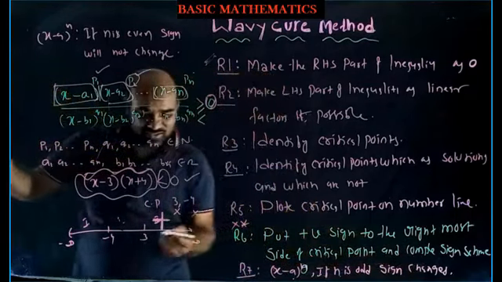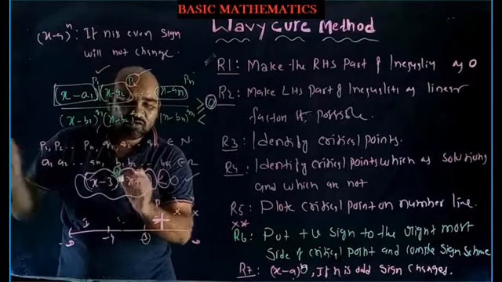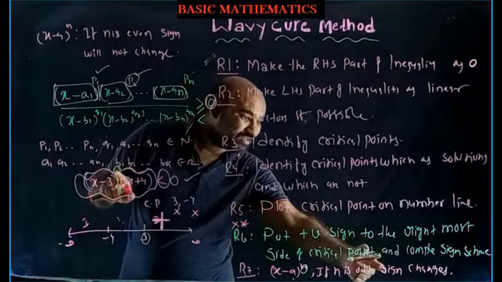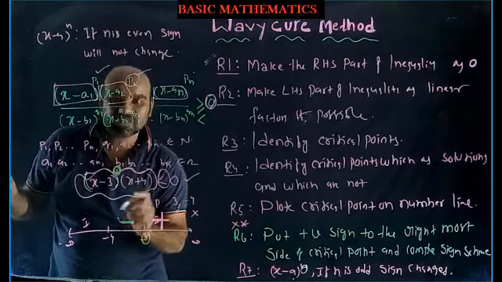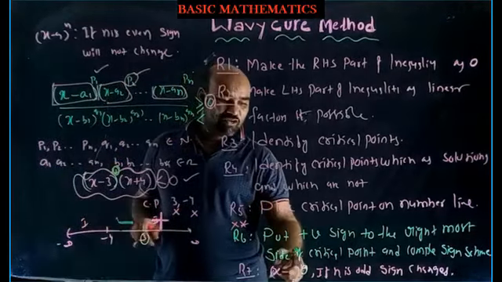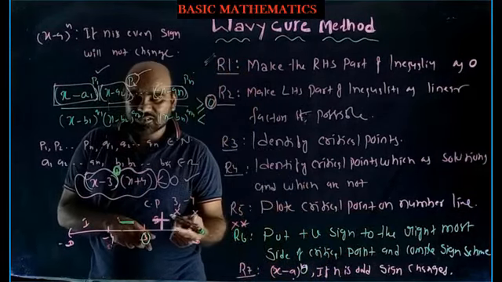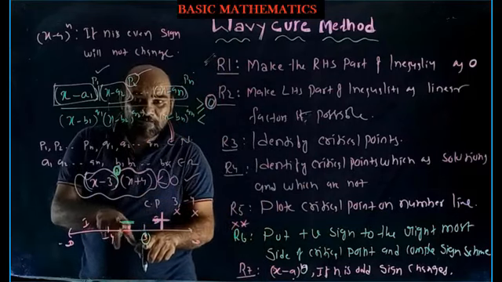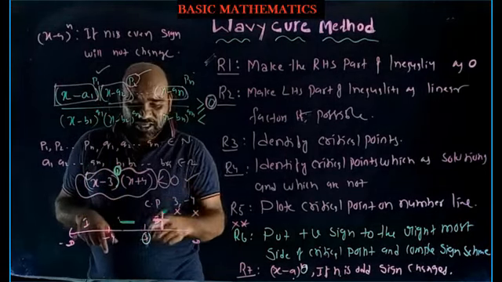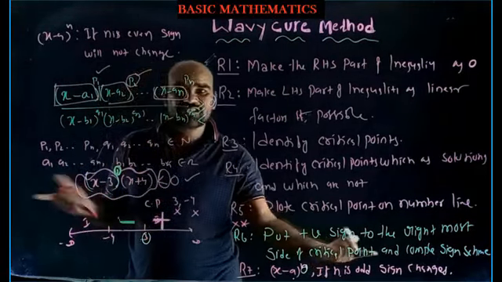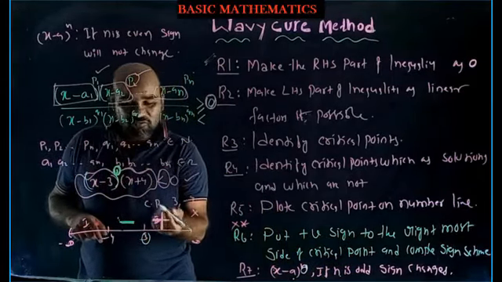The meaning is, 3 is the critical point for this bracket, and this exponent is 1. 1 is odd, so the sign will change, meaning plus after minus. That is the meaning of (x - a)^n: if n is odd, the sign will change; if even, the sign won't change. After the rightmost critical point we wrote plus, and after that it depends on the exponent of (x - 3). Here the exponent is 1, so the sign will change, meaning plus after minus.